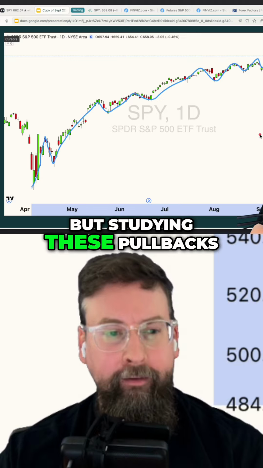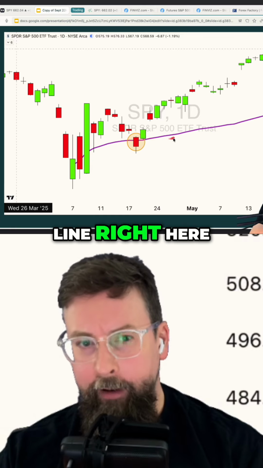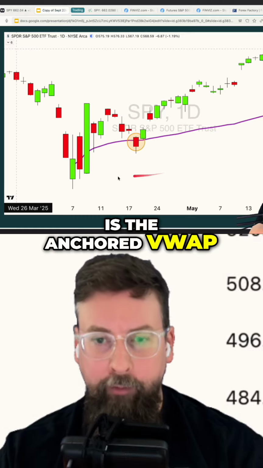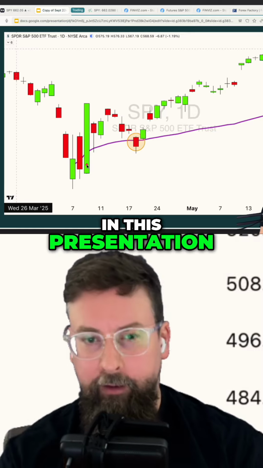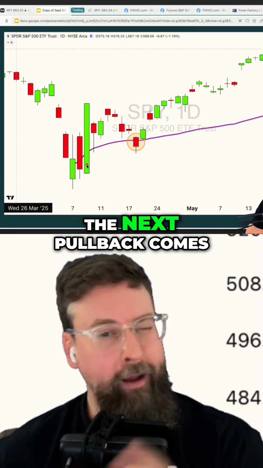But studying these pullbacks, I noticed something really interesting. So I'm going to show you something. This line right here, this purple line, is the anchored VWAP. And I'm always going to, in this presentation, anchor it to the VWAP of the most recent pullback and then see where the next pullback comes.